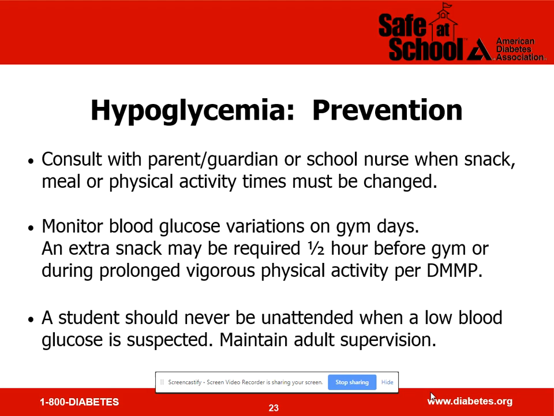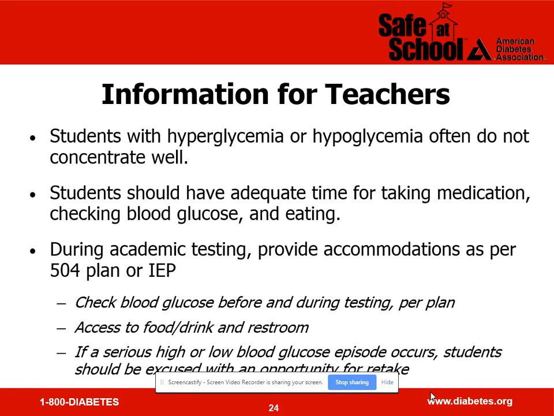Additional prevention steps: consult with parent or guardian or school nurse when a snack, meal, or physical activity time must be changed. Monitor blood glucose variations on gym days. An extra snack may be required. A student should never be unattended when a low blood glucose is suspected. Maintain adult supervision. For teachers, there is some other information.